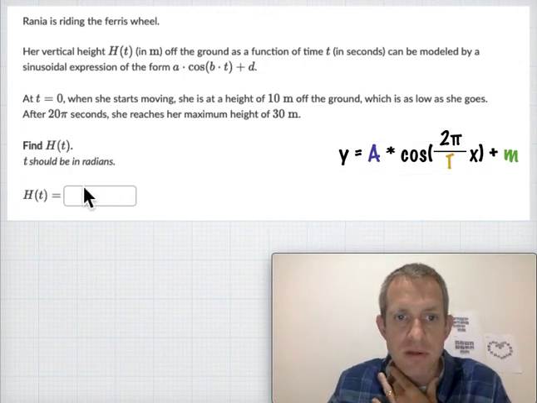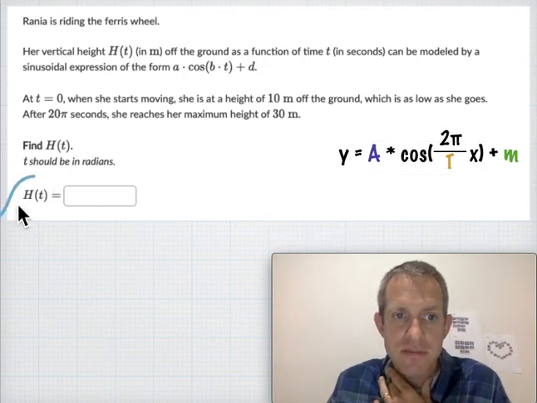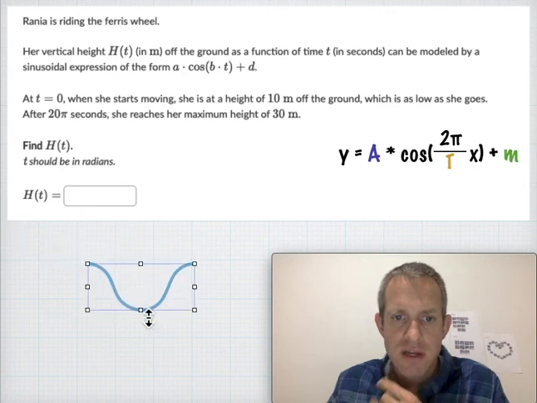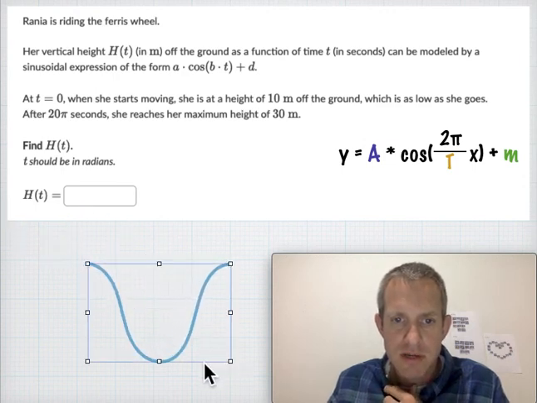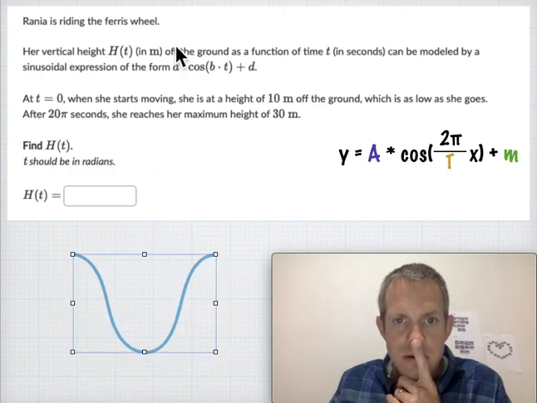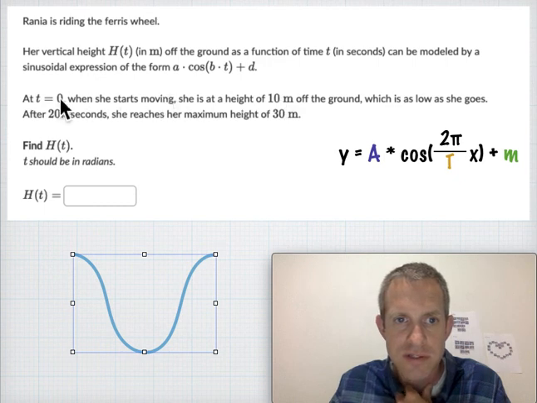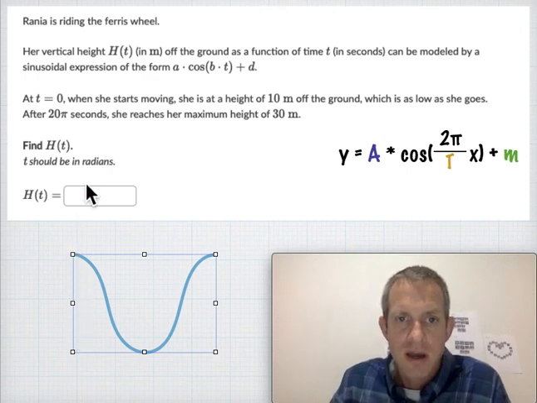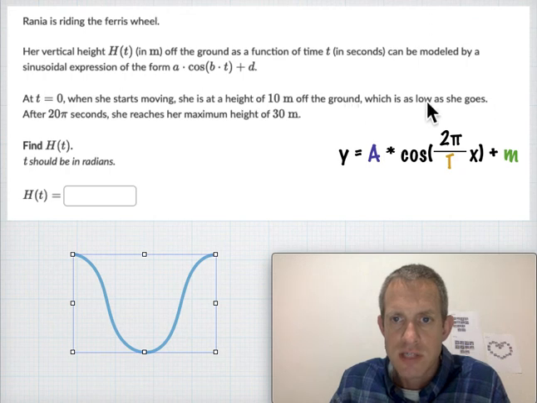And so we need to find a couple of things. And so here's a cosine function. Let me just make it a little bit bigger so I got room. And we're going to have to peruse this and see if we can find some specific values for us. So it says at t equals 0, so t is our x-axis, if you will. When she starts moving, she's at a height of 10 meters off the ground, which is as low as she goes. And then after this many seconds, she reaches her highest point of 30.